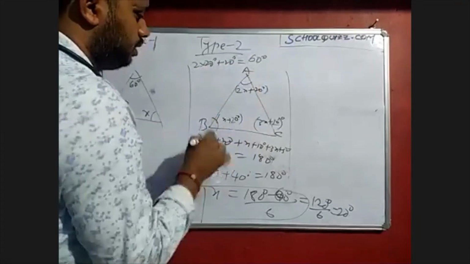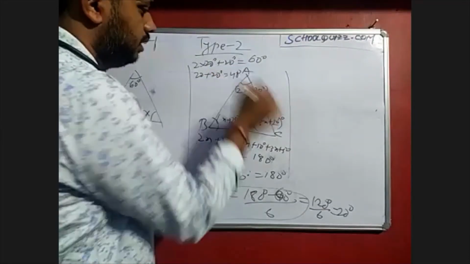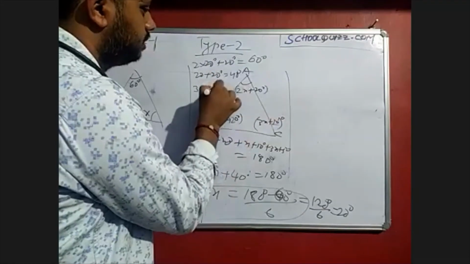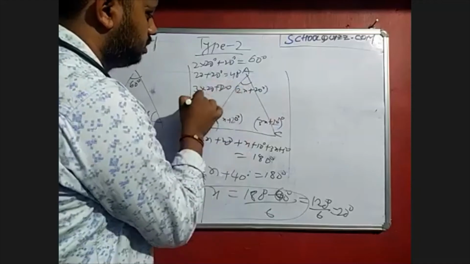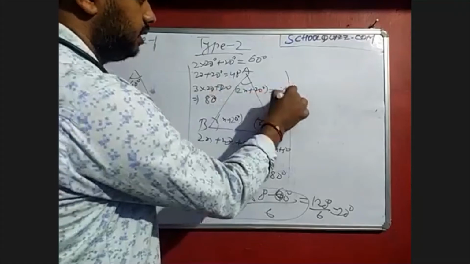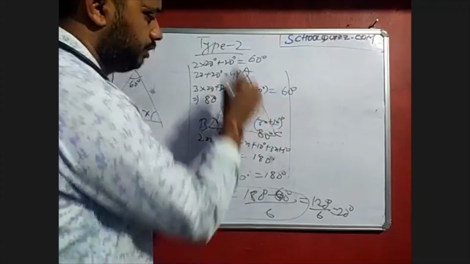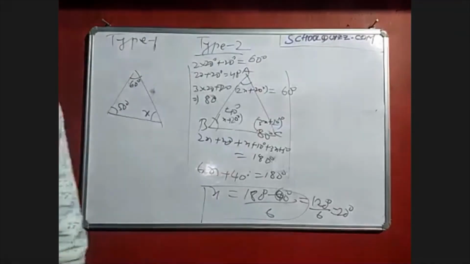Here also, x plus 20 is 20 plus 20, which is 40 degrees. This is 3x, so 3 into 20 plus 20 is 60 plus 20, 80 degrees. So you get this angle 60 degrees, this angle 40 degrees, and this angle 80 degrees. So you can do it like that. These are contained in the type 2 form.